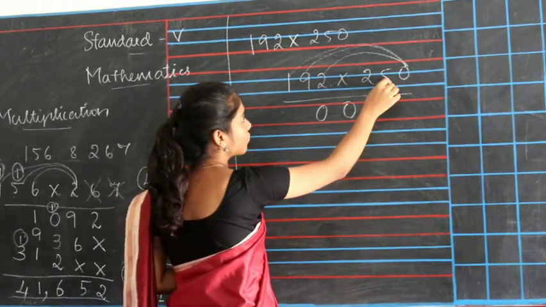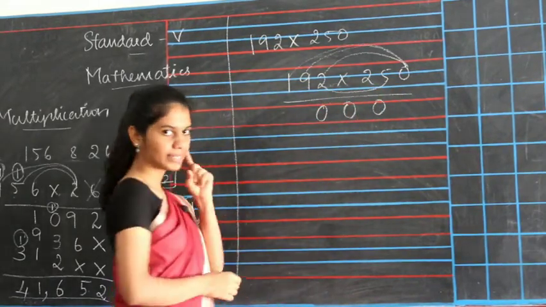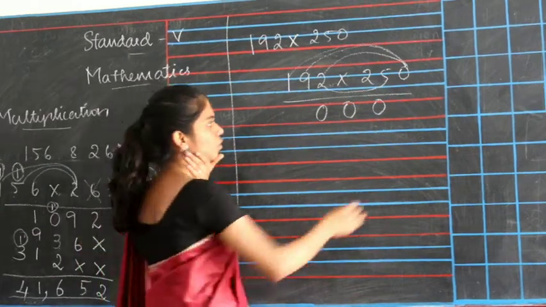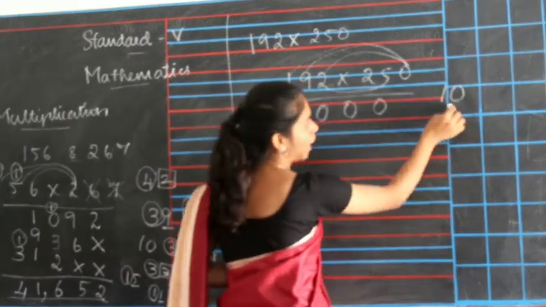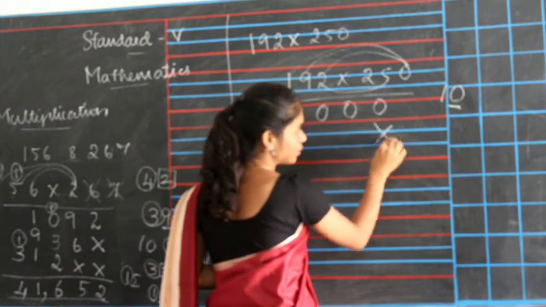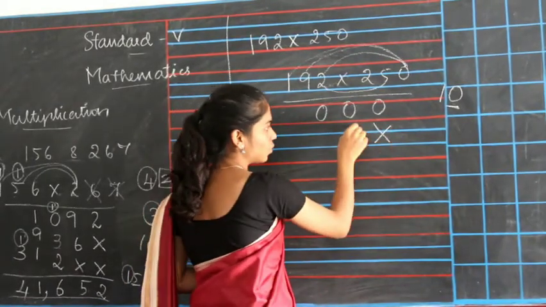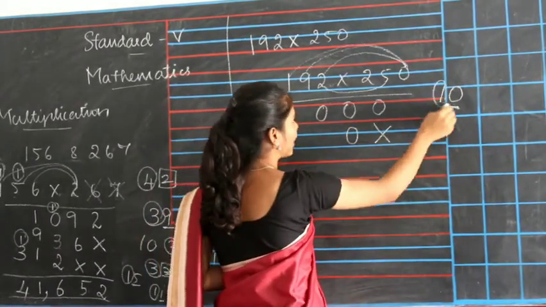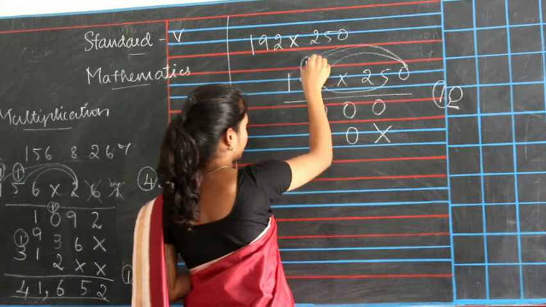Now here you have 5. 5 1s are 5, 5 2s are 10. So 10 is your value and 0 is the unit. This place you have to leave. Before that you will write 0 and 1 is your carry that you will write on top of 9.